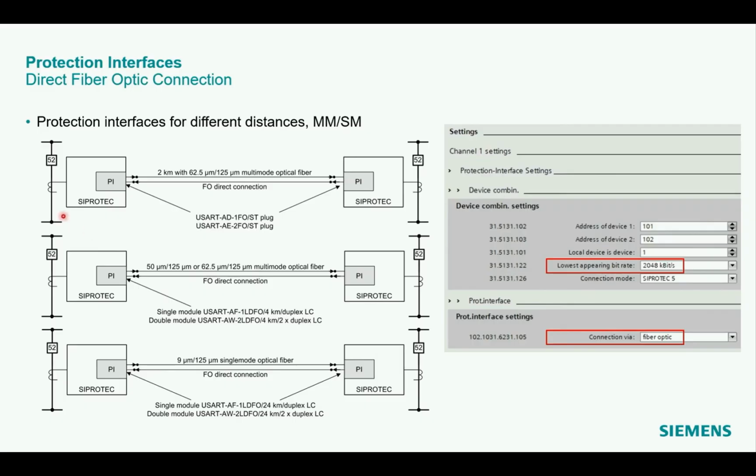On the left-hand side, you see different options to be used for the modules to be plugged in the CPROTEC 5 device. So we have options to cover up to 2 kilometer. And then we have also available options for wider ranges to be bridged by the fiber optic communication channel. In DIGSI 5, you set, in this case, a direct fiber optic connection.